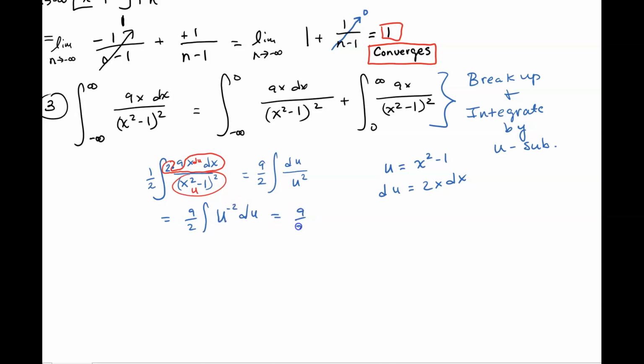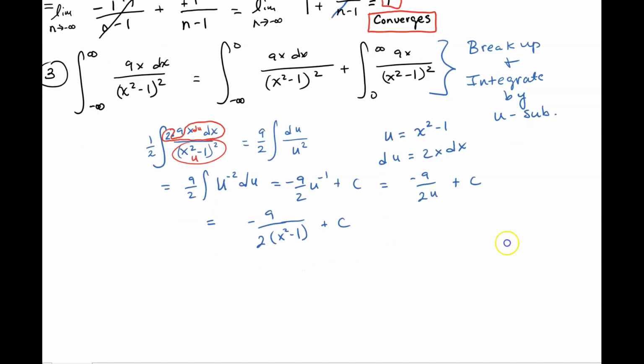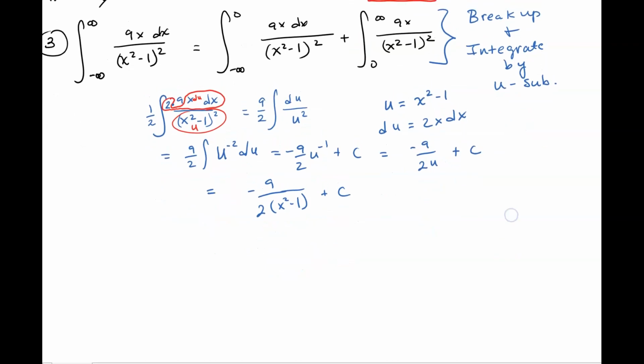which is 9 over 2 integral of u to the minus 2 du, which is 9 over 2 negative, because it's going to be u to the minus 1 divided by minus 1 plus c. So this is negative 9 over 2u plus c, which when we back substitute, we're going to get negative 9 over 2 times x squared minus 1, all right, plus c. So now that we've done that, we basically have our limits set up.